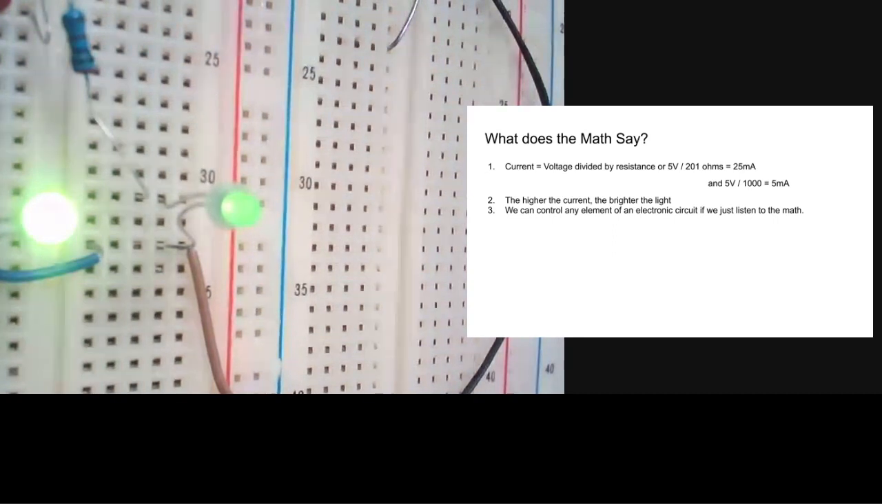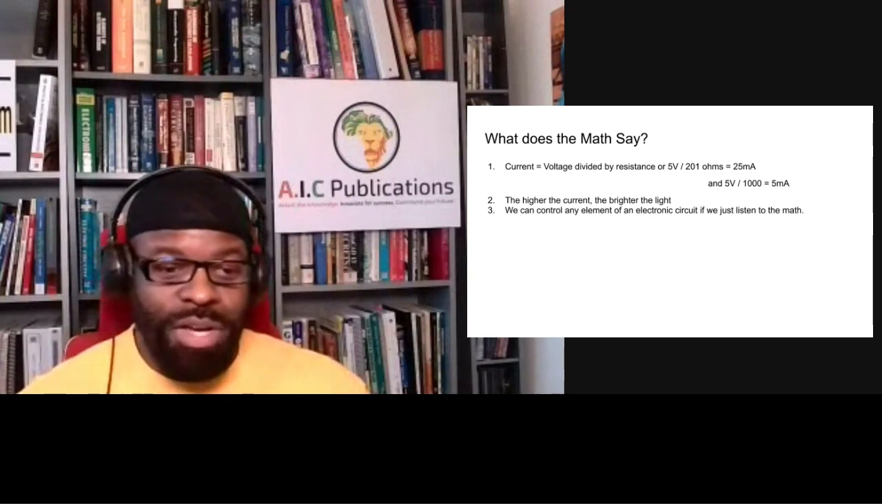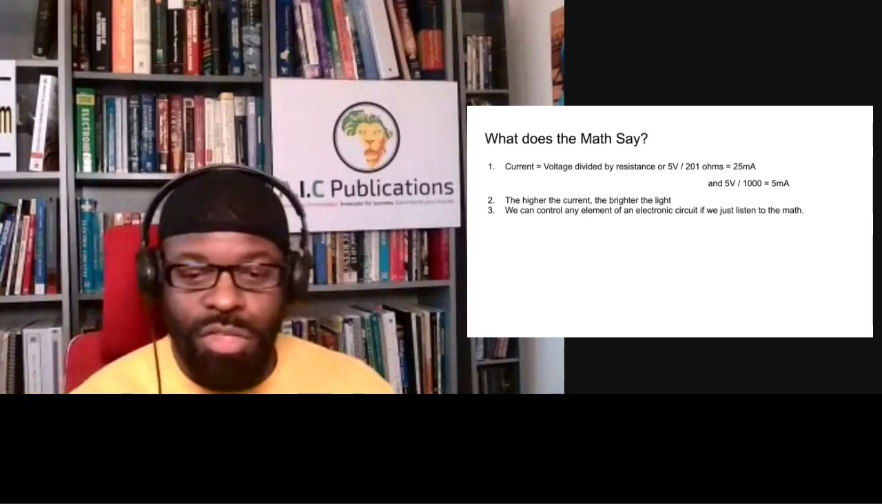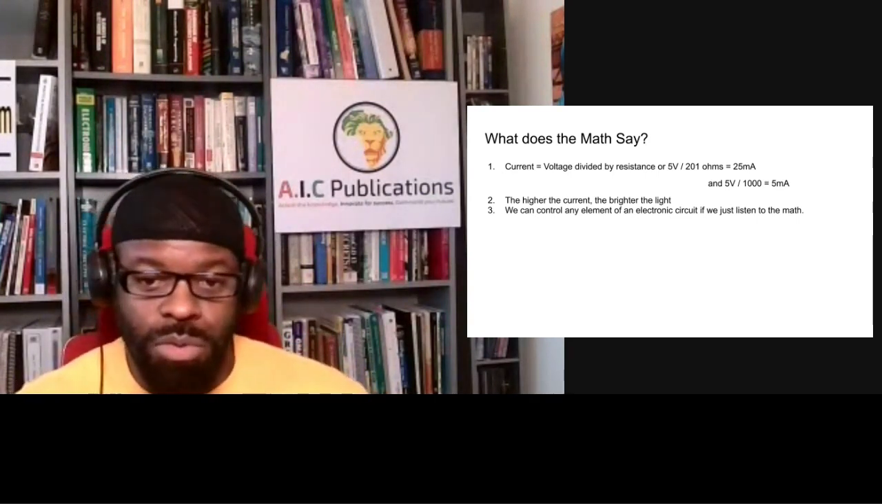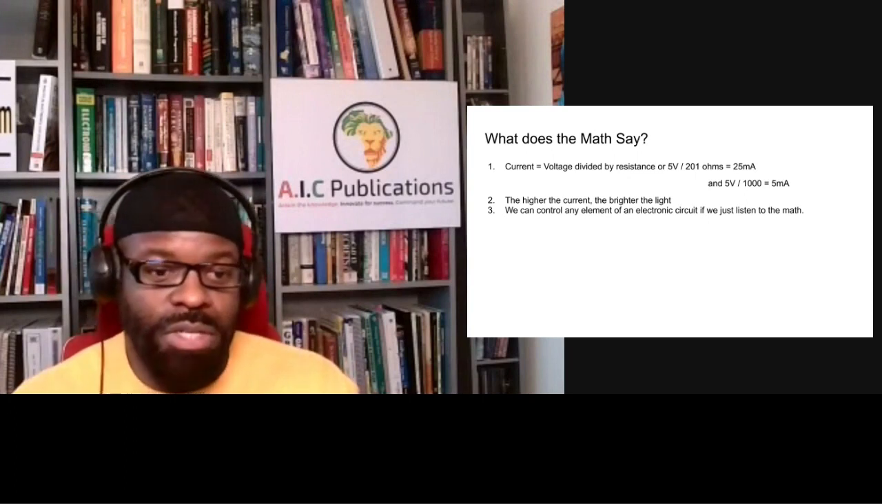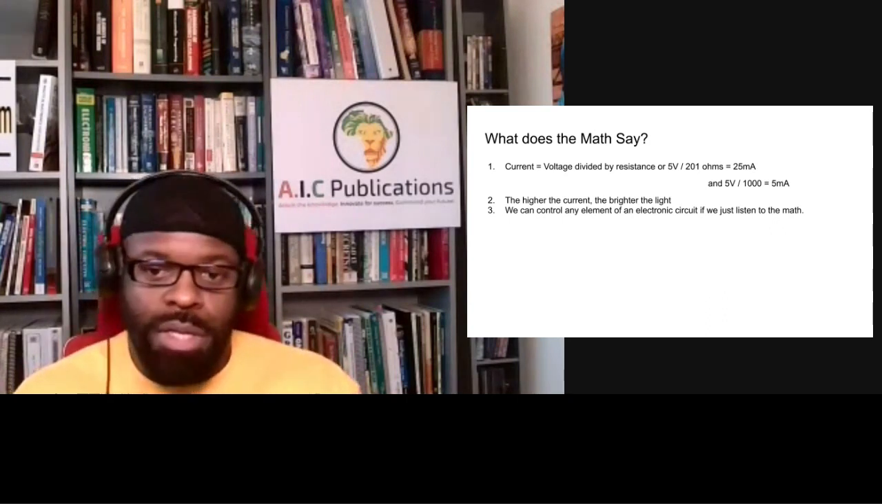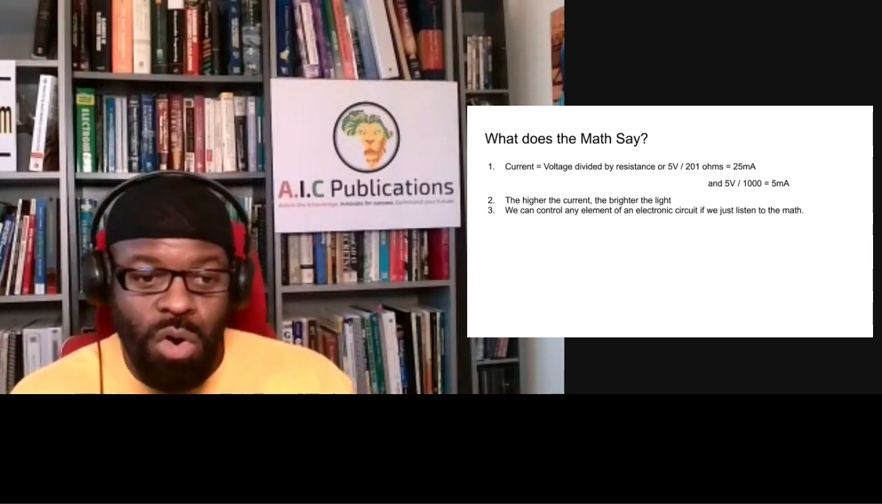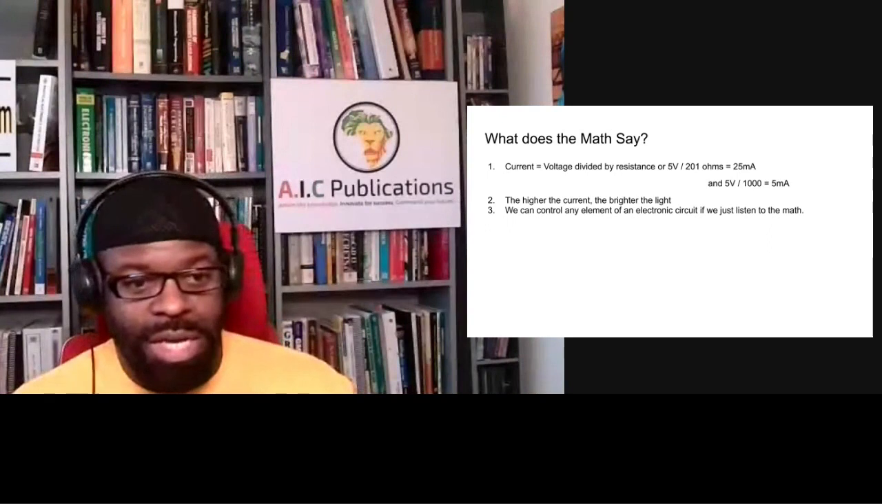This is actually very, very important in terms of what the math says, because the math talks to us. Yes, I said that. The math actually talks to us. We have to be able to understand what the math says. Now, the math, as I said before, lets you know what Ohm's law states. Current is equal to the voltage divided by the resistance in a particular circuit branch. So in that first light emitting diode, we had a 201 ohm resistor in the path, which meant we had 25 milliamps going through that first LED.